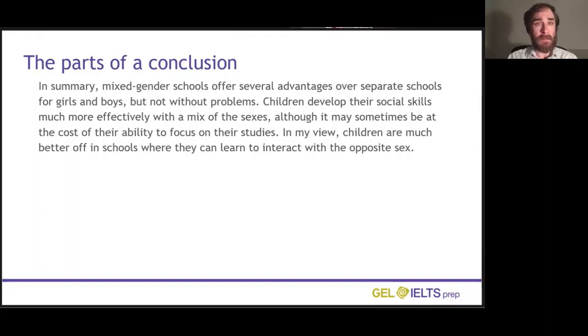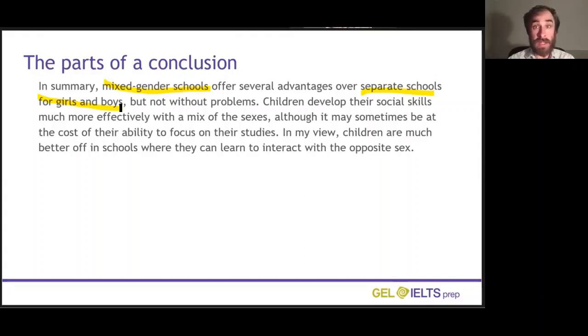In summary, mixed gender schools offer several advantages over separate schools for girls and boys, but not without problems. Children develop their social skills much more effectively with a mix of the sexes, although it may sometimes be at the cost of their ability to focus on their studies. In my view, children are much better off in schools where they can learn to interact with the opposite sex.